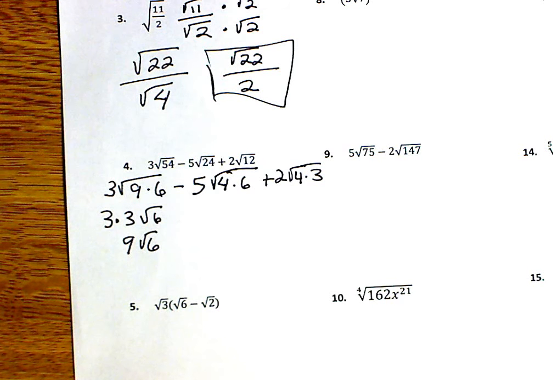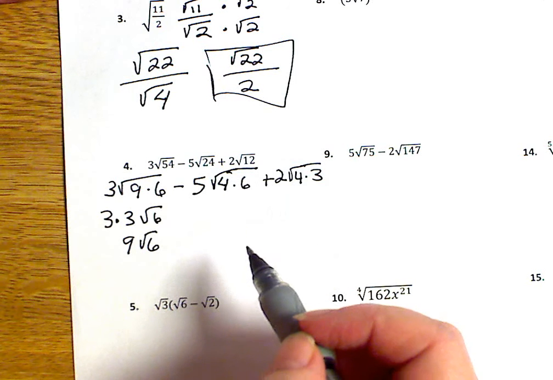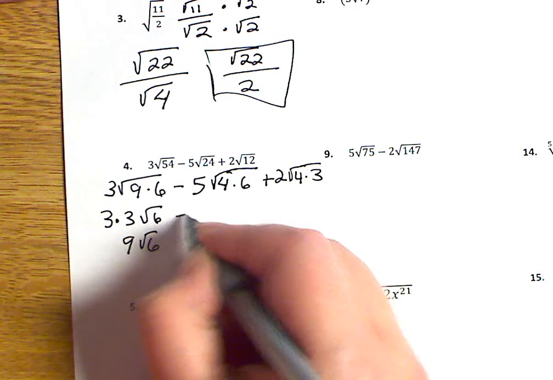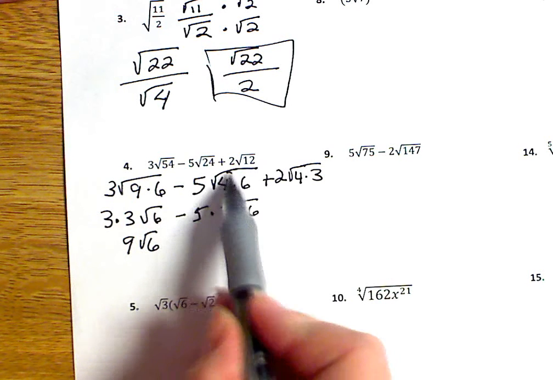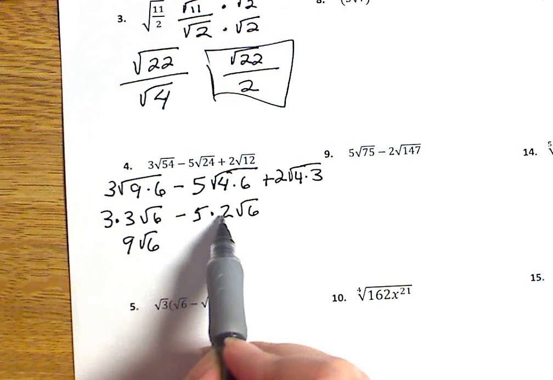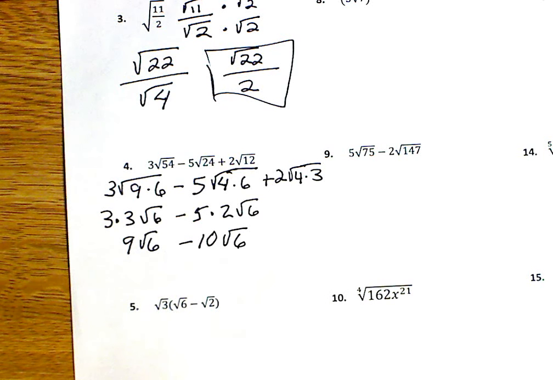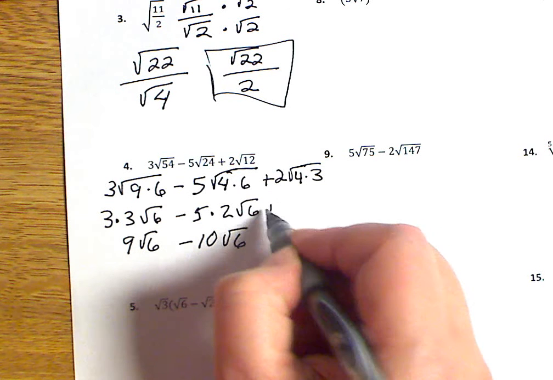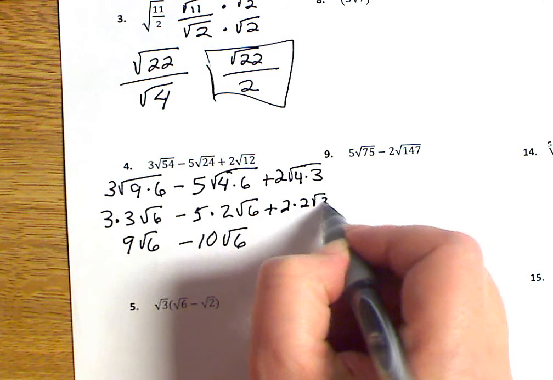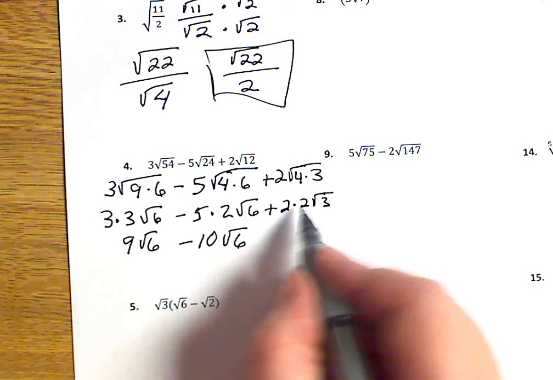All right. Square root of 4 is 2. So I'm just bringing it down. So the square root of 4 is 2. So negative 5 times 2 gives me negative 10 square roots of 6. Square root of 4 is 2. So I have 2 times 2 square roots of 3, because the square root can't do any more. 2 times 2 is 4.